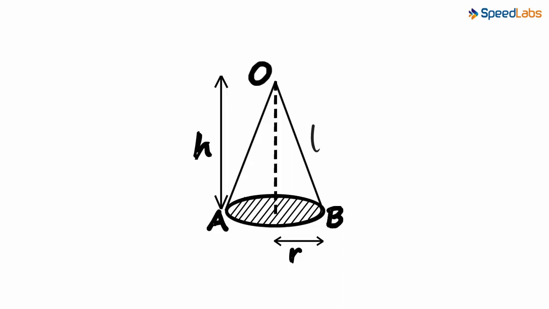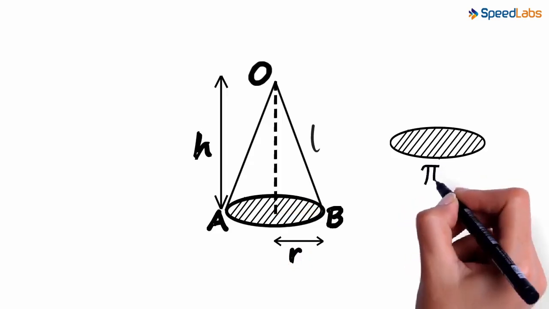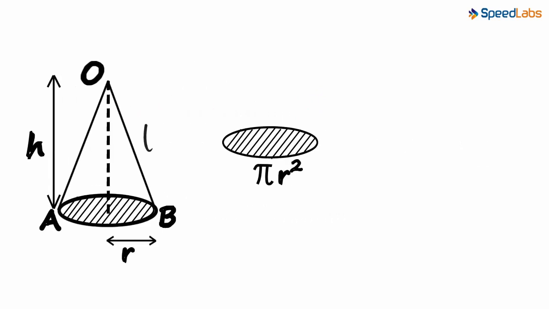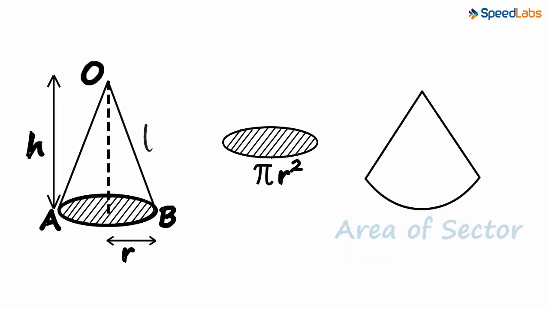First, let us consider the circular base. The radius of the circular base is R, so its area will be pi r squared. Next, we need to find the area of the curved surface. And we have seen that when the curved surface is opened up, it looks like a sector. We also need to find the area of the sector. Let the sector be OAB.